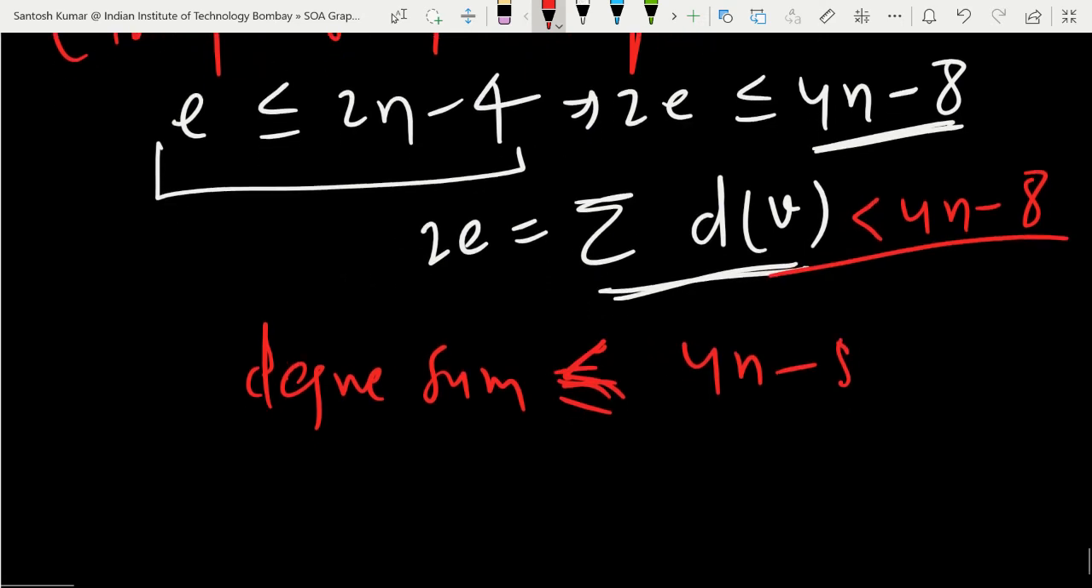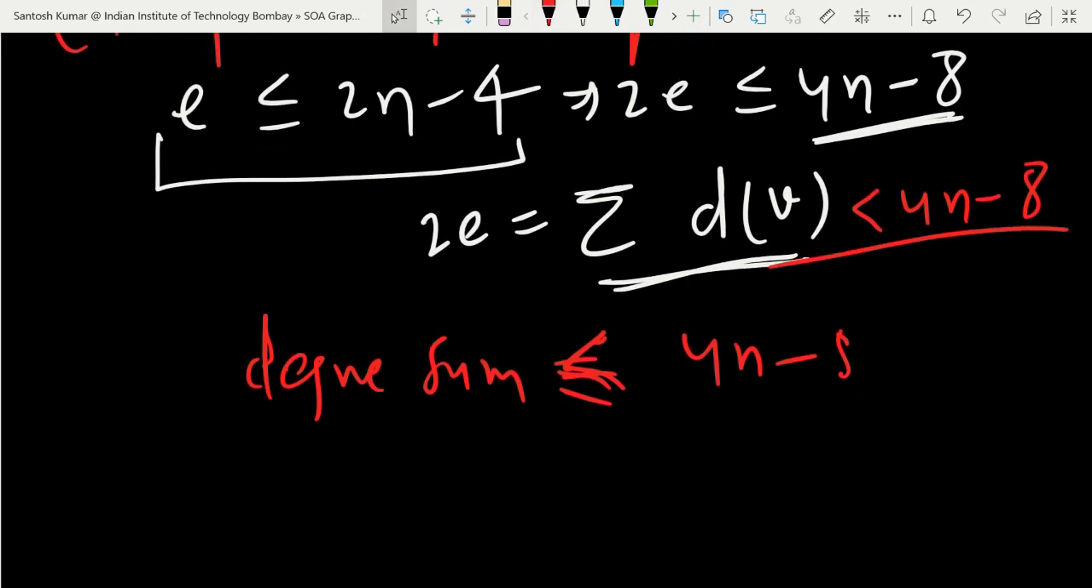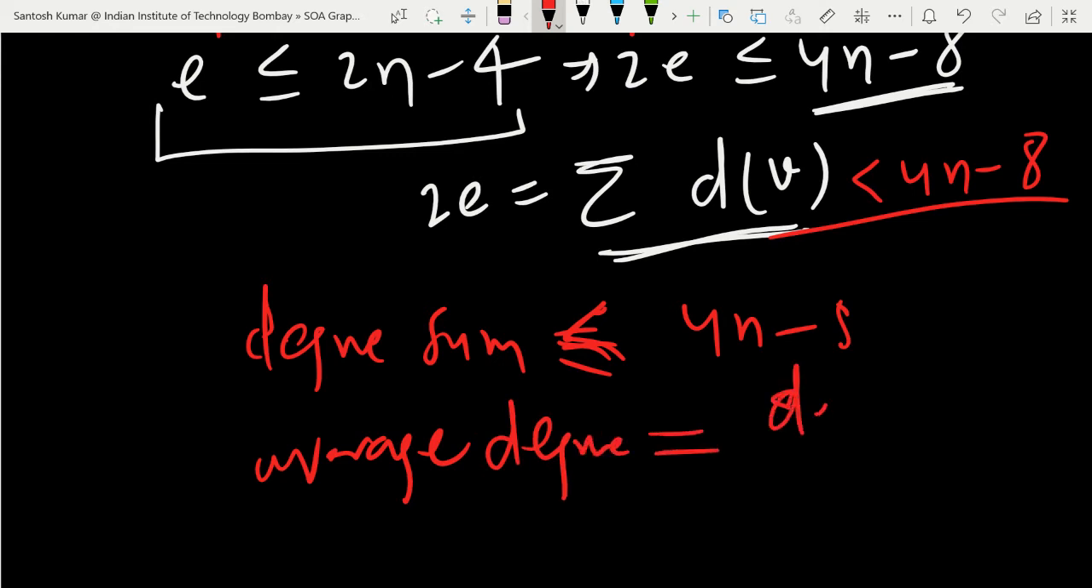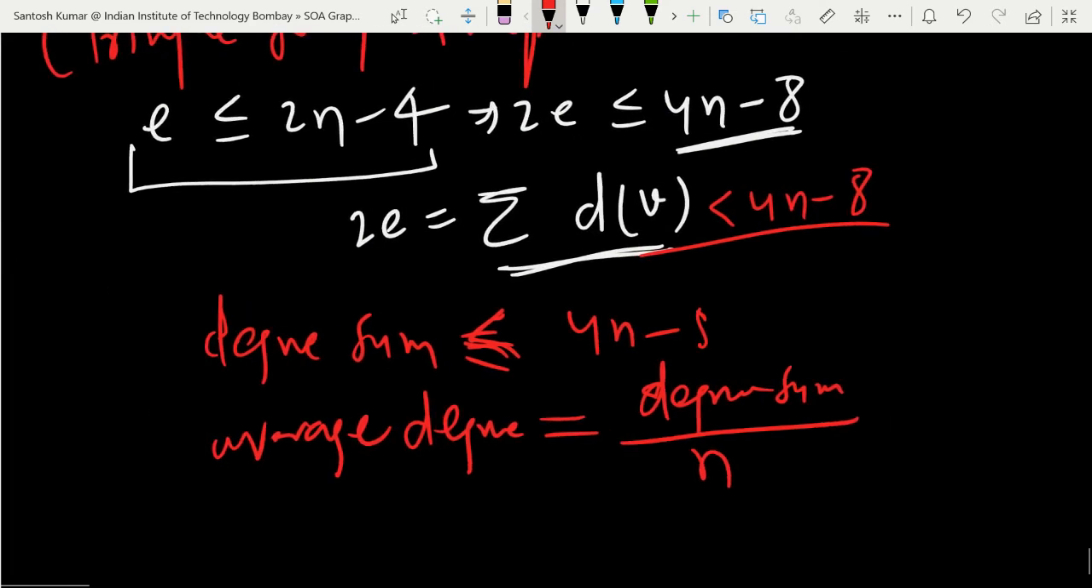So what about the average degree of a vertex? How do you find the average degree? Average degree is the degree sum, so the sum of degrees of all the vertices, where n vertices are there. If you divide by n, you will get the average degree of one vertex.